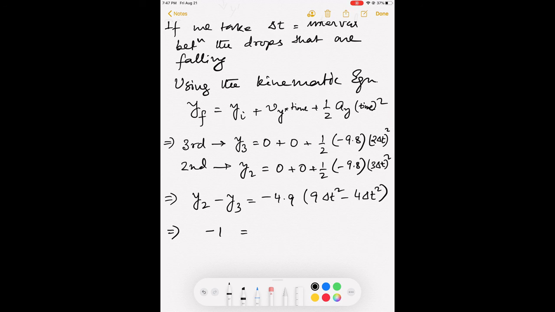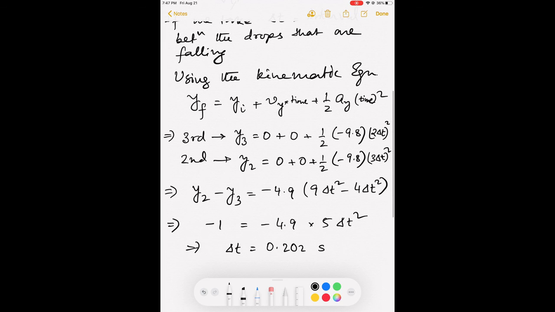So y2 minus y3 equals minus 1, and on the right hand side you have minus 4.9 times 5 delta t squared. If you solve for delta t from here, you are going to get 0.202 seconds.